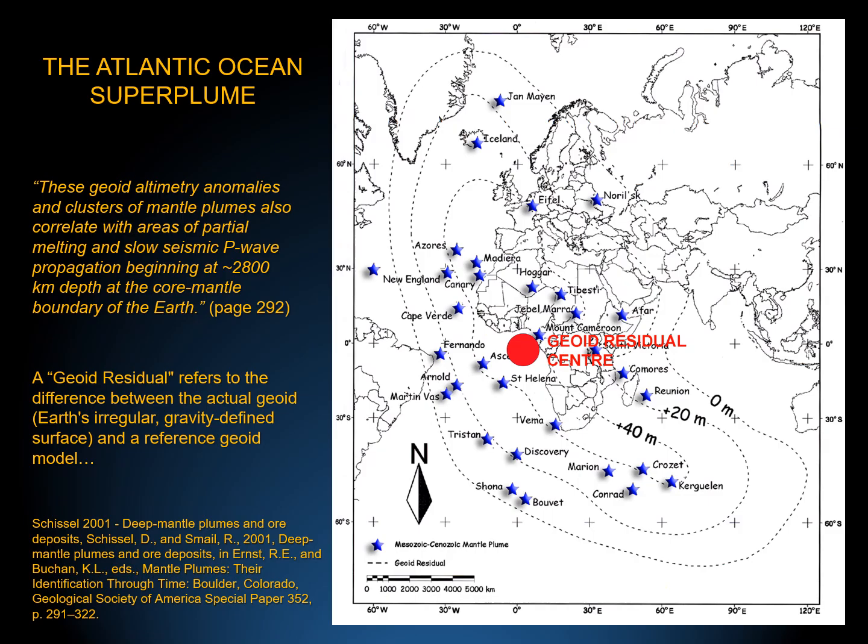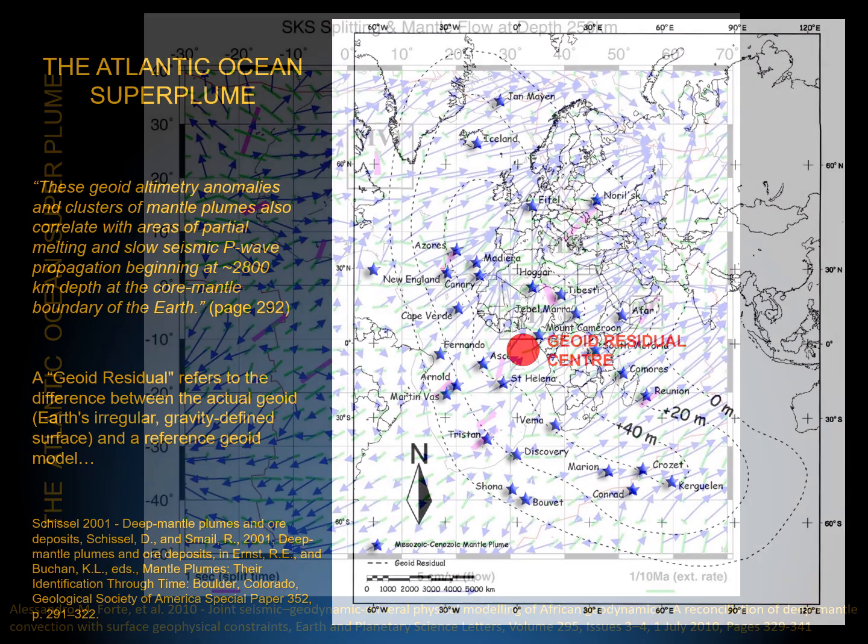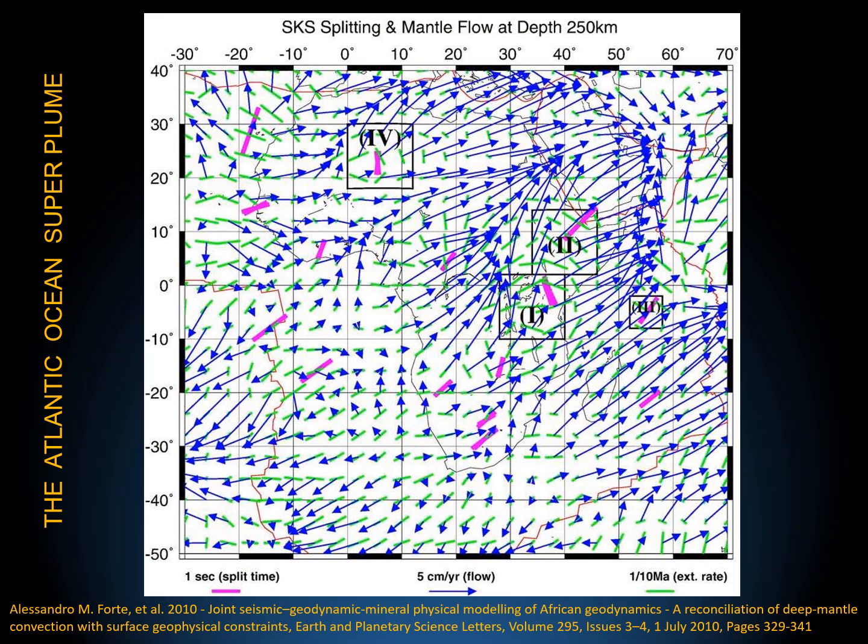One of these geoid altimetry anomalies, shown here as a geoid residual center, is tucked in under the northwestern bulge of Africa. Alessandro Forte et al. 2010 presents supporting evidence for the location of this plumehead. This support is through SKS splitting and mantle flow at a depth of 250 kilometers.